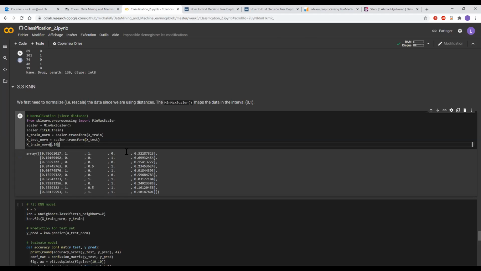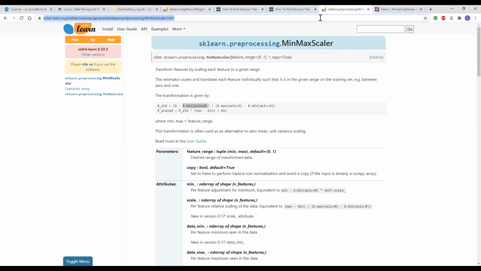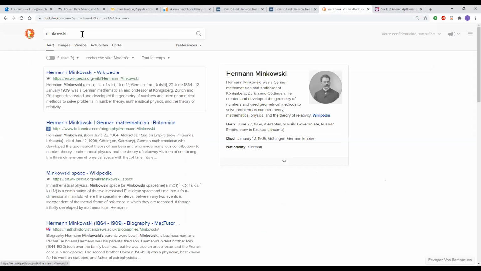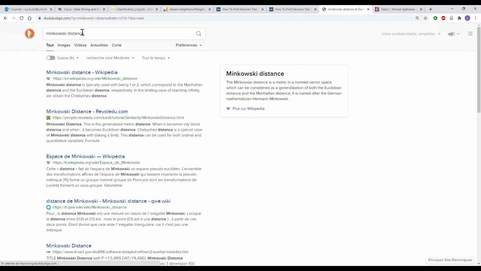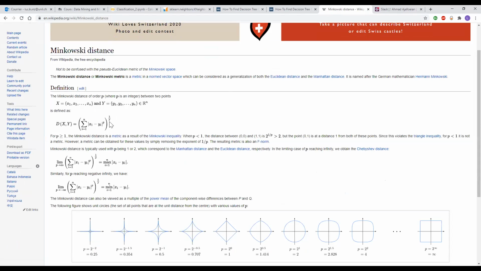And for the type of distances we have, we can go in the KNN class and see what we have for distance. Basically this is Minkowski. You have to specify the p parameter, and it is the sum of the absolute values to the power of p, and then you take the power 1 over p. So basically, if p is equal to 1, we have the Manhattan distance.